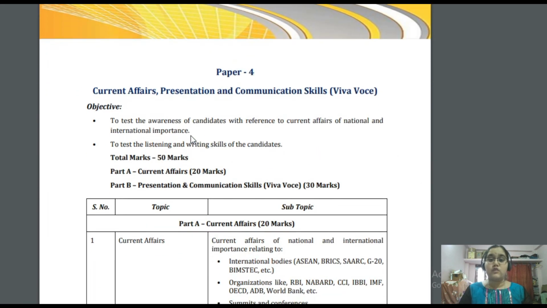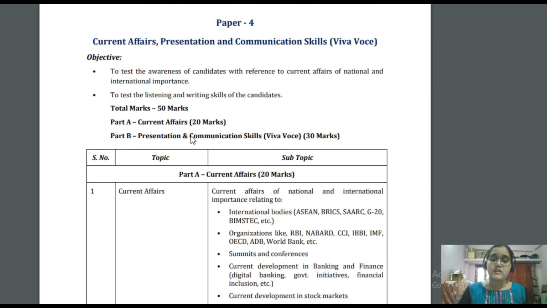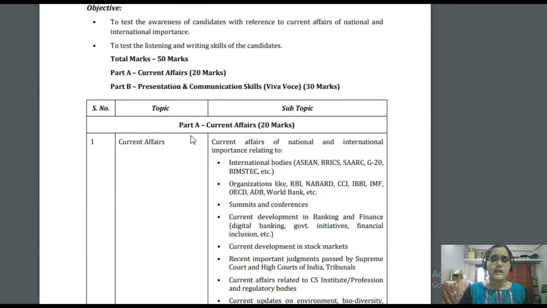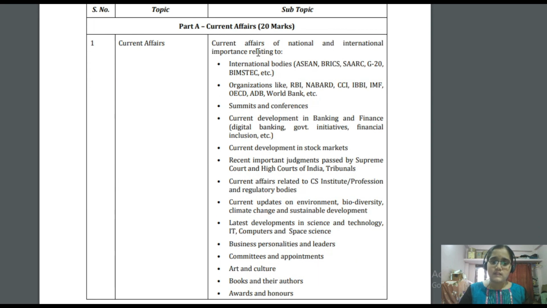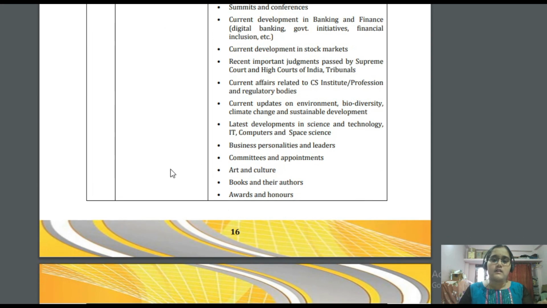And then finally, the fourth paper is current affairs, presentation and communication skills. Here part A is current affairs. Current affairs generally, when we see, seems scary because it's a huge vast topic. No need to do that. Just go through what is given in the prospectus. Like, you need to have an understanding of the international bodies, then Indian organizations, conferences, then current affairs relating to the professional institutes like CS, CA, what are the decisions taken by them, then other current affairs related to environment.